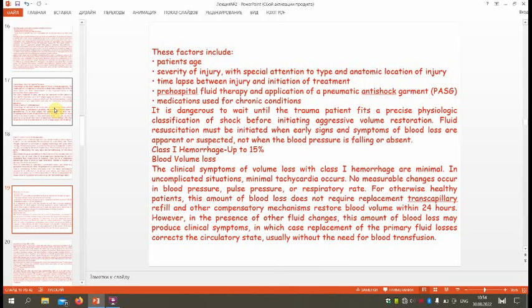For otherwise healthy patients, this amount of blood loss does not require replacement. Transcapillary refill and other compensatory mechanisms restore blood volume within 24 hours. However, in the presence of other fluid changes, this amount of blood loss may produce clinical symptoms, in which case replacement of the primary fluid losses corrects the circulatory state, usually without the need for blood transfusion.